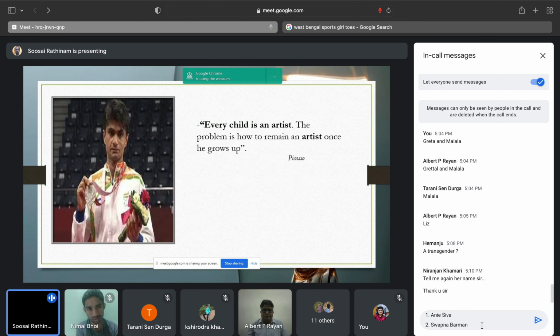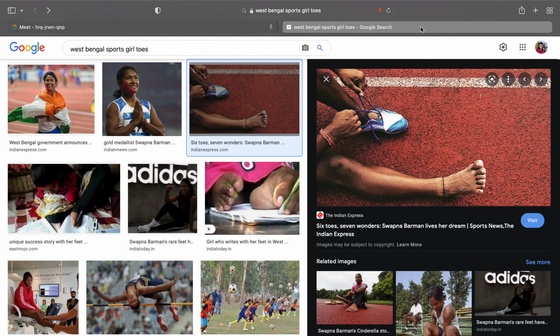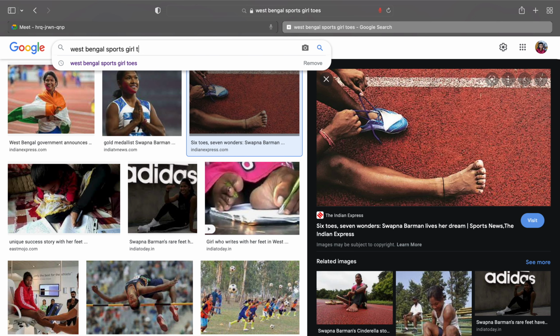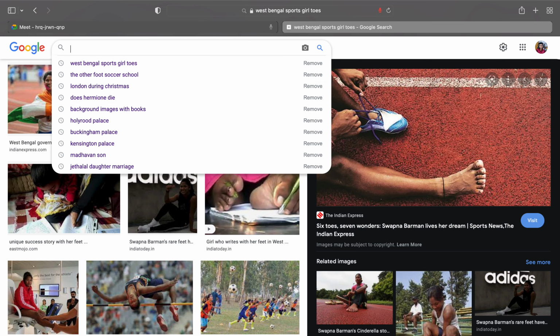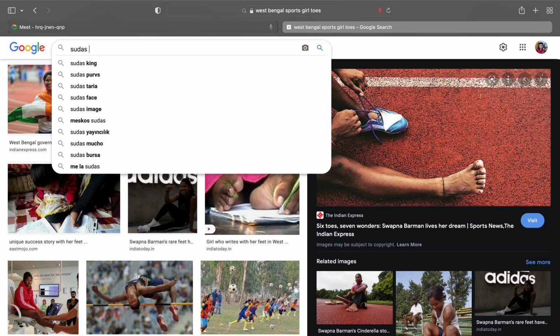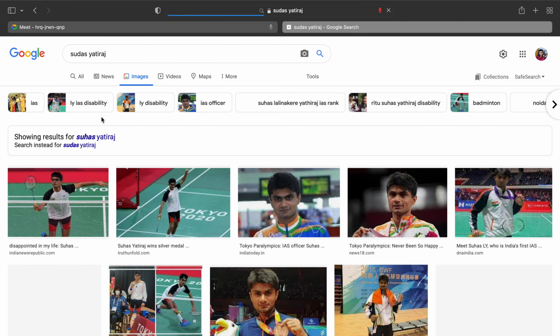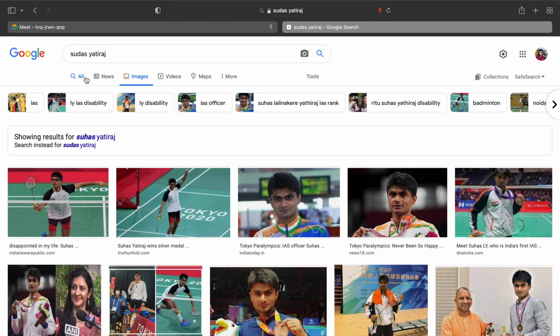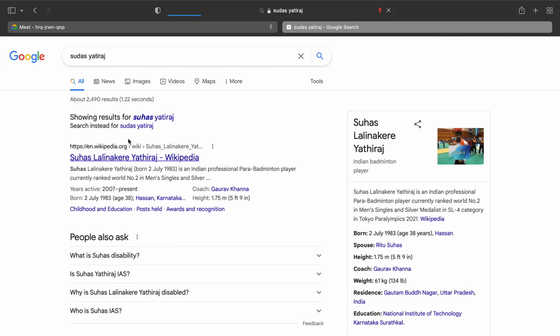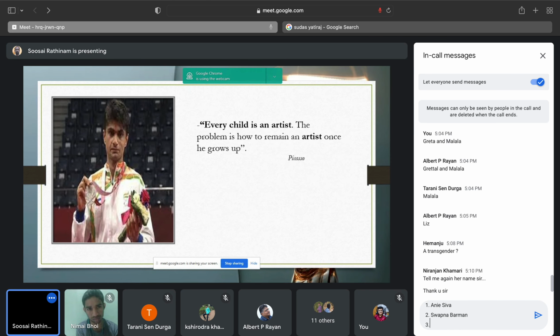Again, his name is Suhas Yatiraj. He is an IAS officer from Karnataka, but he is now an IAS officer in UP, Gautam Buddha Nagar. He is working there at the moment. How come? We always hear that academics and sports would never go hand in hand. This is an example where he excelled both in academics as well as in sports.